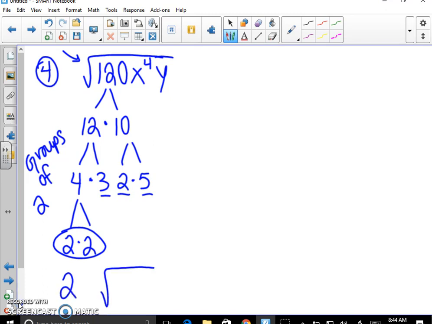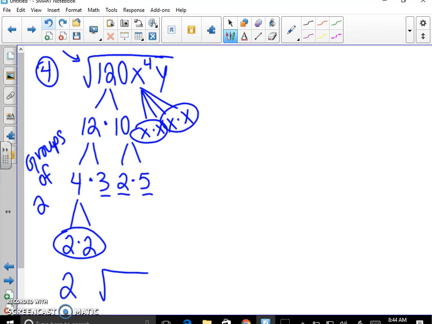Okay, so I'm going to leave some space after the 2 though, because we might be putting some other stuff there. All right, so we simplified 120. We broke that down. Let's look at the x's. Well, x to the 4th just means x times x times x times x. There's 4 x's. We're looking for pairs. Well, here's a pair of x's, and here's a pair of x's. So we're going to have 2 x's on the outside of our radical symbol. Lastly, if we break down y, well, y doesn't have any factors other than y and 1. So y cannot be broken down any further. So that's going to remain on the inside of our radical.